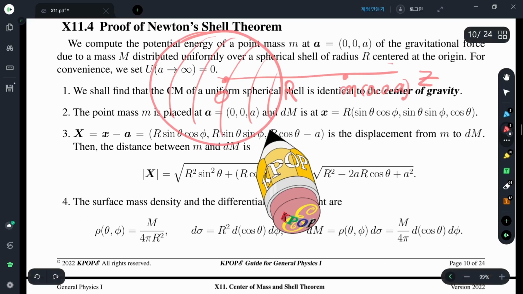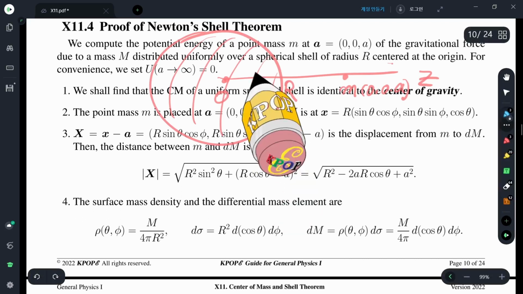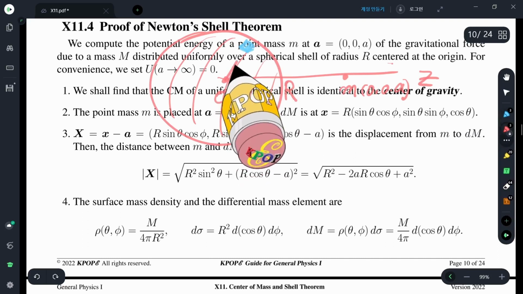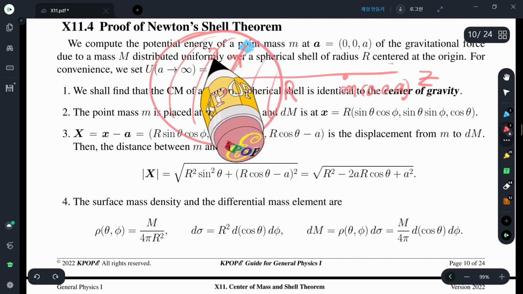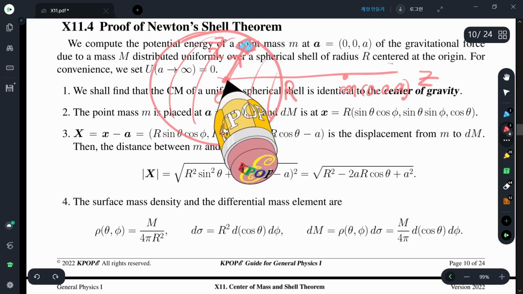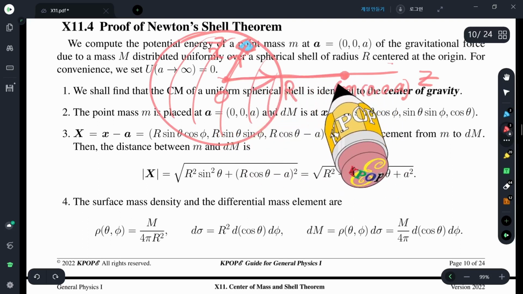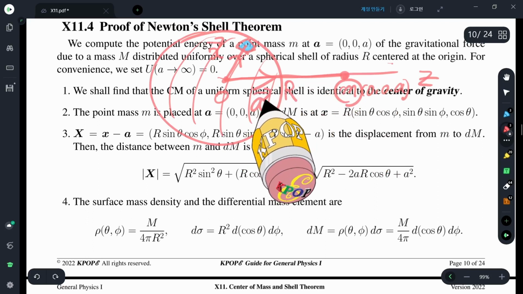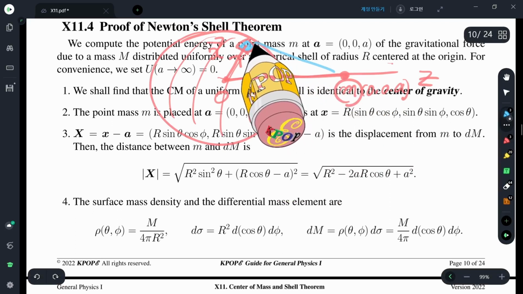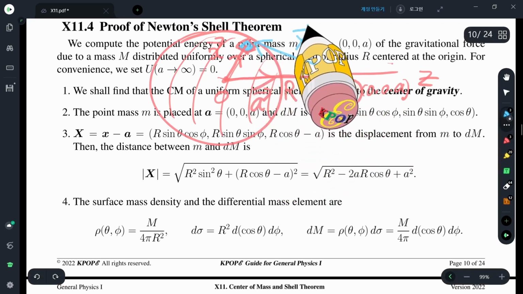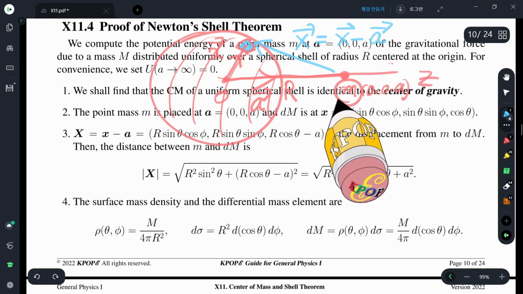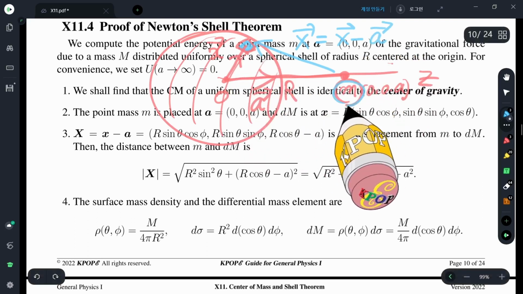What I would like to do is find a small patch using polar coordinates, and let's define the position vector of this patch to be x, and the position vector of small m is a vector. And then this is the vector capital X, that is the position of this patch subtracted by the position of the point mass.